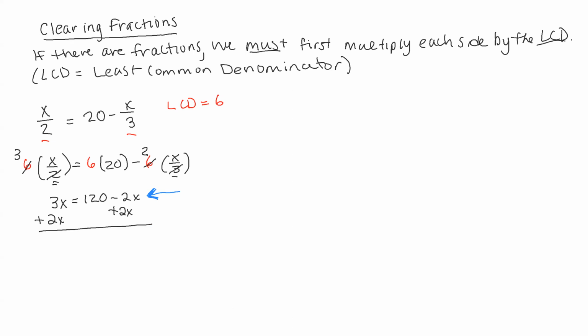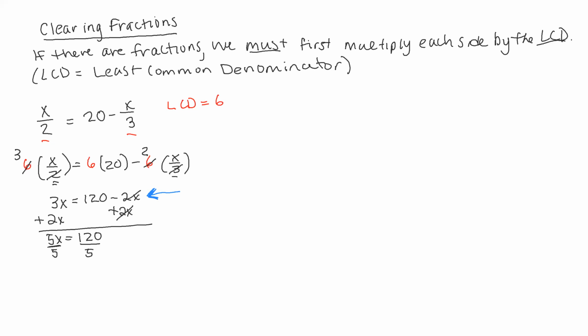So on the left, 3x plus 2x is 5x. On the right, I get 120, and then negative 2x plus 2x just becomes 0. So 120 plus 0 is just 120. Now I'm at that step where I need to isolate the variable and solve. To do that, I need to undo the multiplication of 5 and x. We undo multiplication with division. So I'm going to divide the left and right hand sides by 5.